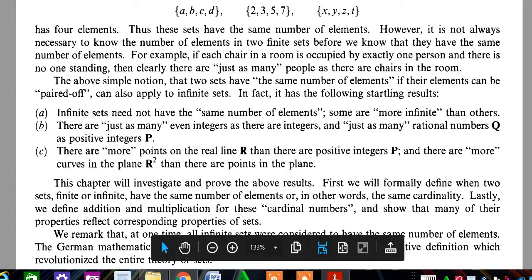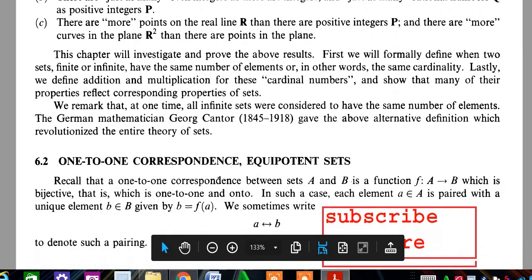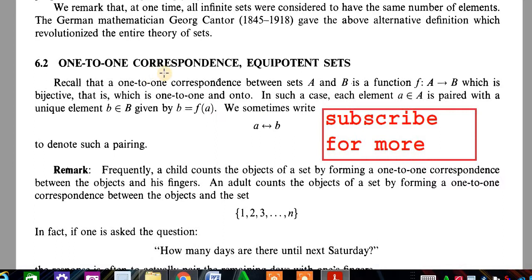Here in this chapter we will discuss what cardinality is. One-to-one correspondence, equipotent sets. Recall that a one-to-one correspondence between sets A and B is a function f from A to B which is bijective. A bijective function is a function which is one-to-one as well as onto. In such a case, each element a belonging to A is paired with a unique element b belonging to B.